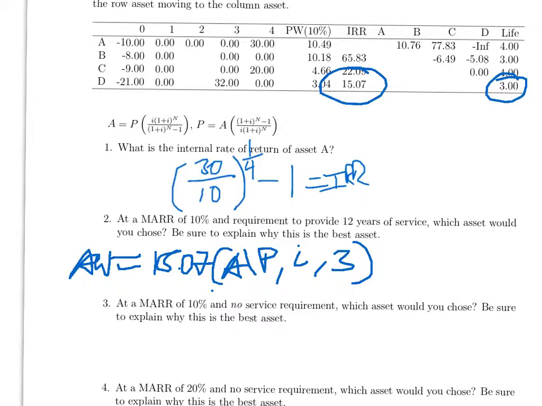Again, I'll show you the actual values that we calculate for each one of the assets on the next page, but the idea is to pick the asset with the highest annual worth, and that should be the one that provides you with this 12 years of service, one that will give you the maximum benefit.